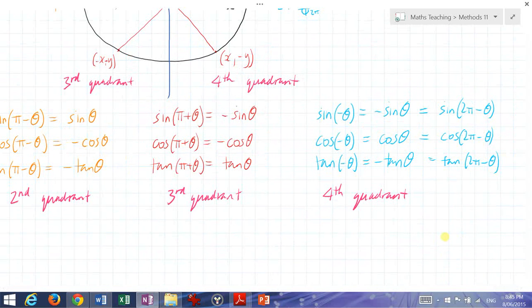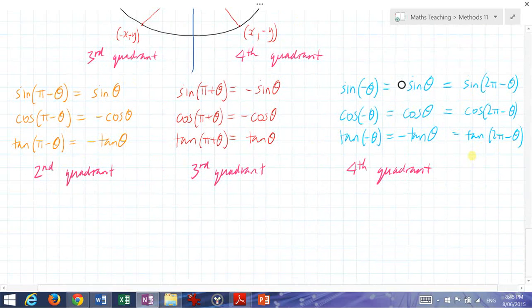Tan of 2 pi minus theta is the same as tan of negative theta, and it's negative tan of theta. Cos of 2 pi minus theta is the same as cos of negative theta, and that equals cos of theta. Sine of 2 pi minus theta equals sine of negative theta, that equals negative sine theta.